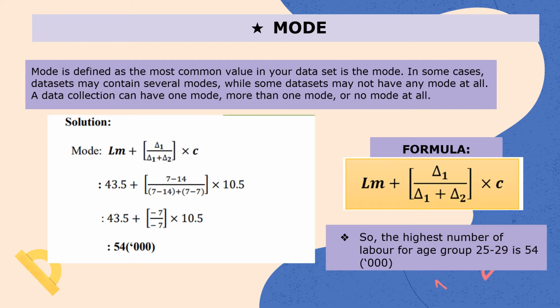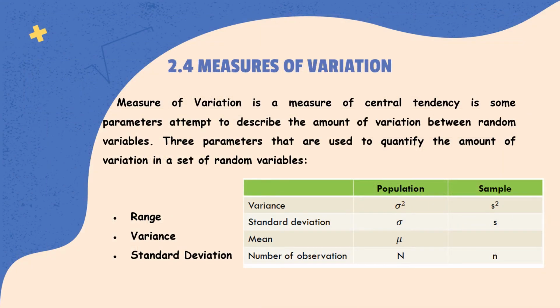Before we get the 54,000, we have to calculate 43.5 plus 7 minus 7, divided by minus 7, multiply 10.5, and we get 54,000. So the conclusion for the solution is, the highest number of the level for age 25 to 29 is 54,000.